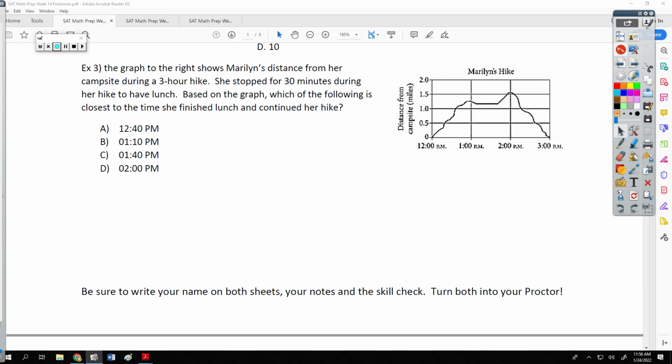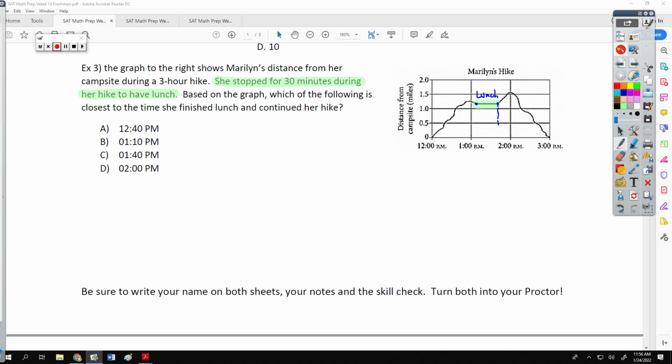So when we're looking at this graph, when we see this part here that says that Marilyn stopped for 30 minutes during her hike to have lunch, we want to look for the part in the graph where her distance from her campsite is constant, not changing. So this right here, this section I just highlighted, that's when she stopped for lunch. So that would be the beginning and the end.